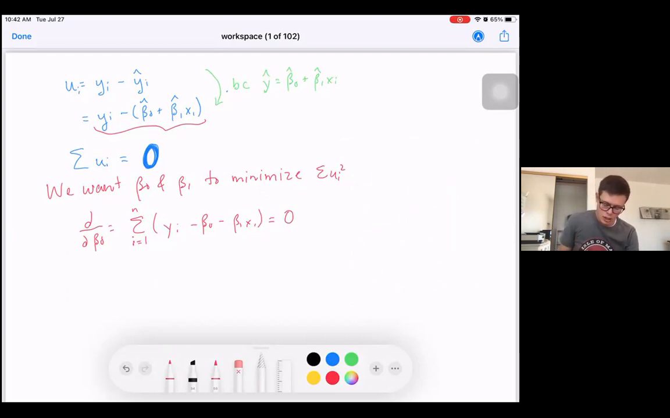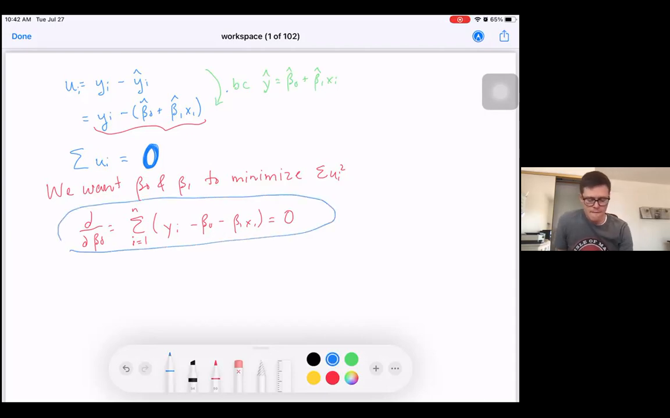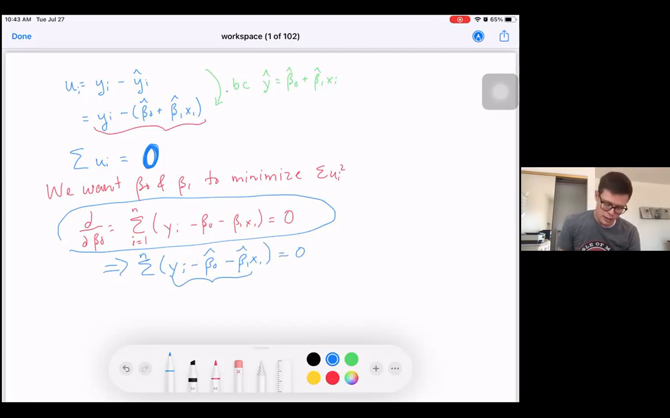Now, this is a condition. It's something we're imposing on beta naught and beta 1, that this function needs to satisfy this condition. Therefore, when we sum up yi minus beta naught minus beta 1 x1 with our estimated values, we'll get 0. And if you notice, this is the same as ui. So the sum of the errors is equal to 0.